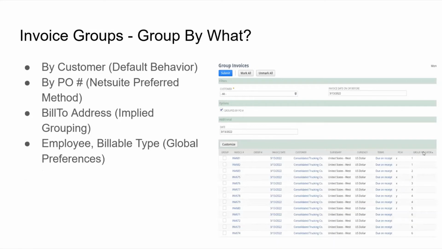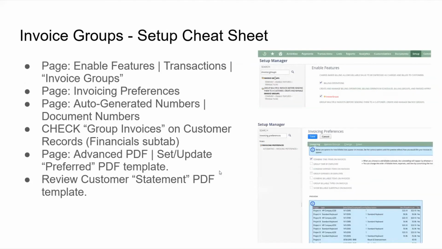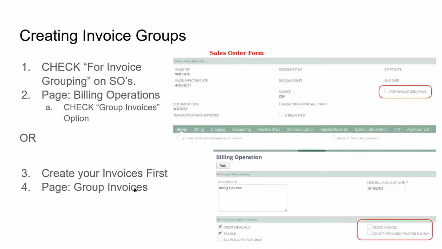So how do you know they're grouped? You see them by the group indicator. It'll tell you, oh, this is group 1, this is group 2, 3, 4, and so on. Okay. So the 2 ways to group is to either run it through the billing operations process or through page calling group invoices.